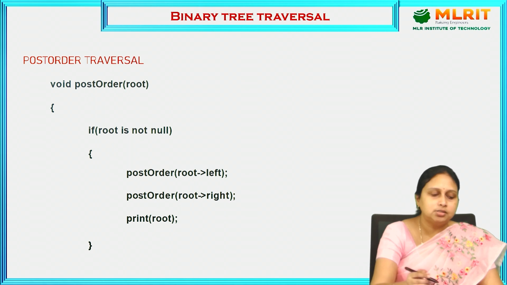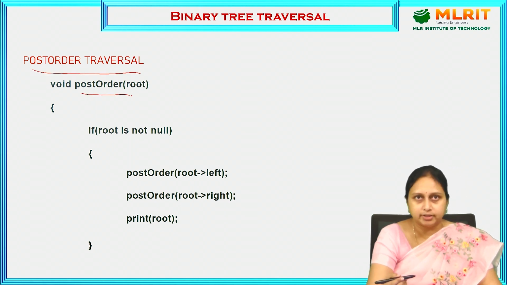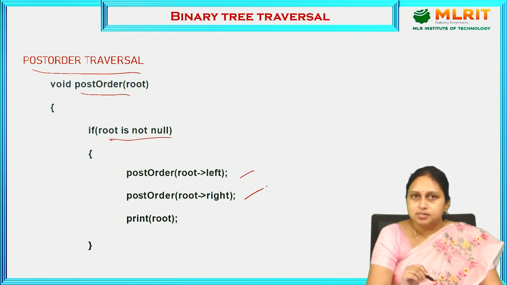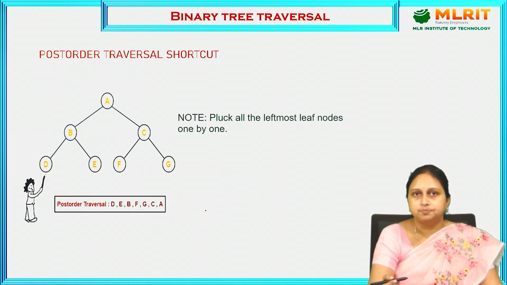Okay. Now this is the post order traversal where you can apply. This is a function, the post order function, where you are going to call and pass the root value. If the root is not null, in that particular case, we are going to call first post order on the left subtree and post order on the right subtree. Then we are going to print the root. And this is the short representation.